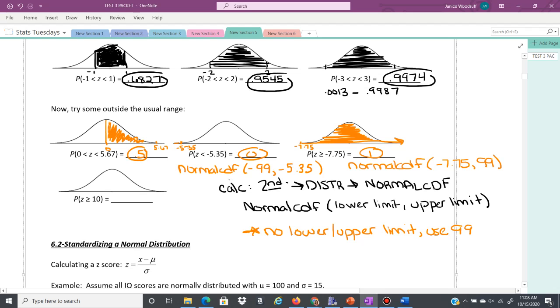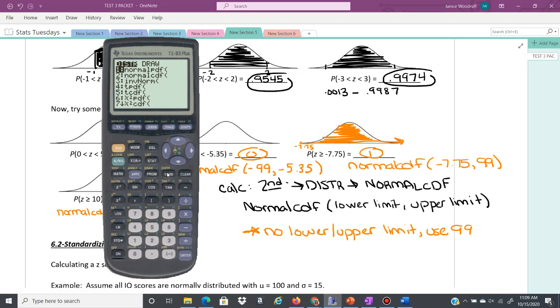And then just one more here. The probability that the z is greater than 10. What do we think this is going to be? 0. Yeah, that's going to be 0. Okay, here, this would be normal CDF. We're going to the right, greater than 10. So 10 would be our lower limit. 99 would be our upper limit. Oh, I put 0, sorry.